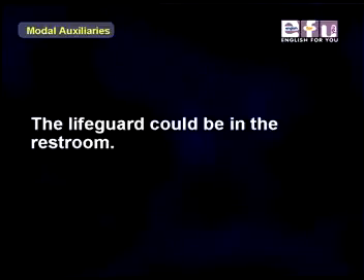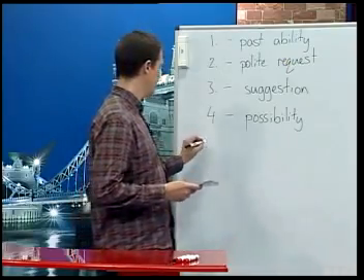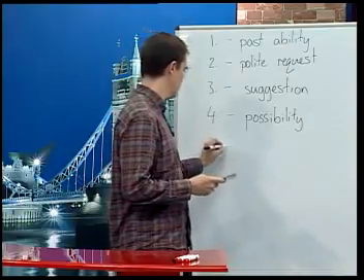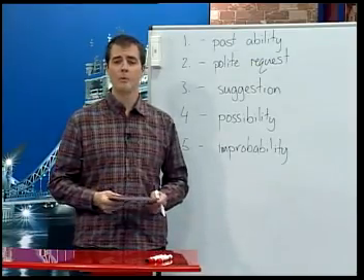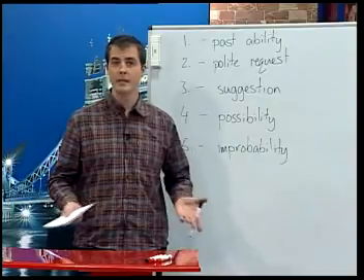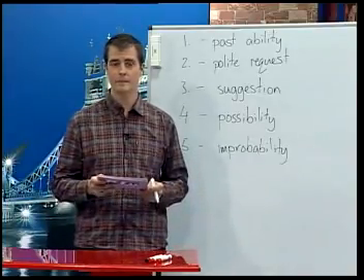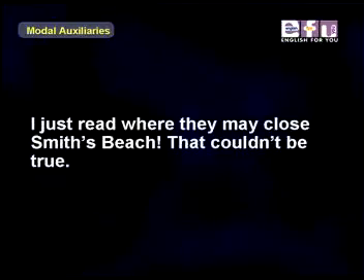Okay, the fourth sentence, could is now used for possibility. So the lifeguard could be in the restroom. And in the fifth sentence, could is used for improbability. Okay. That means something probably isn't going to happen, or you don't believe that something can happen. So in the sentence it says, I just read that they may close Smith's Beach. That couldn't be true. It's like, I don't believe it.